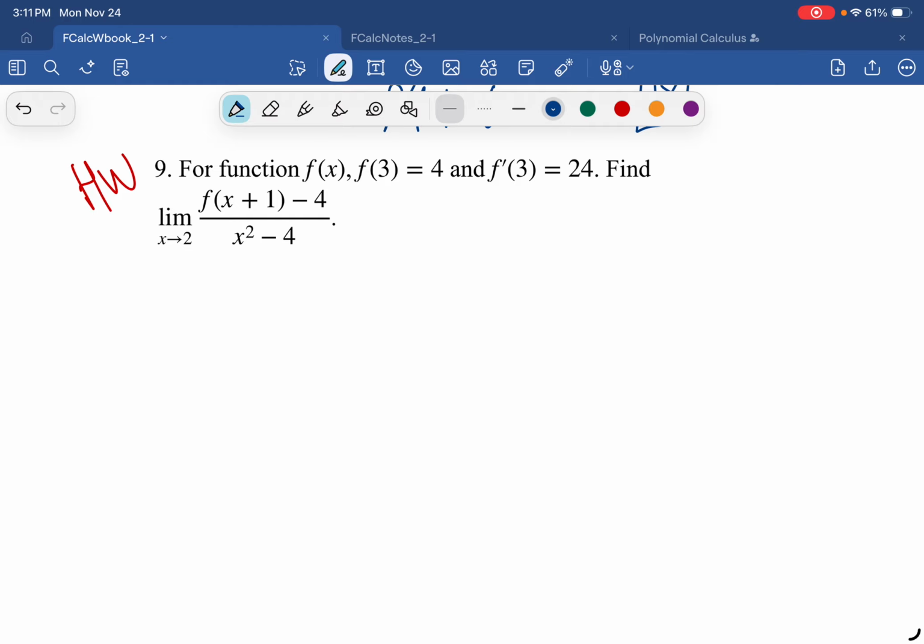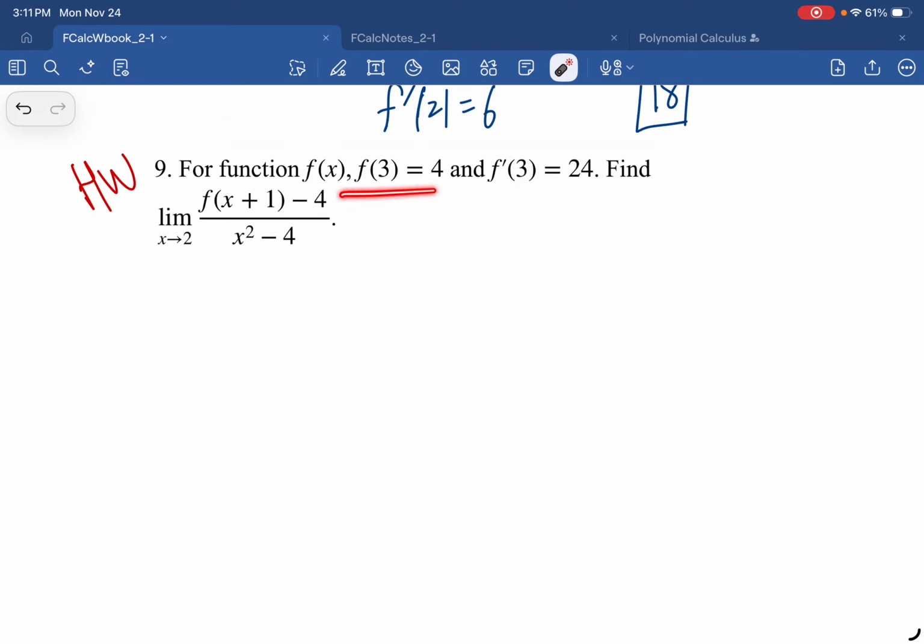Now, if we plug it in, it's a 0 over 0. Oh, no, it is not immediately clear that it's 0 over 0. Oh, but f of 3 equals 4. Yeah. All right, so it is pretty observable that it's 0 over 0. So we need to modify this expression, which is the important part.